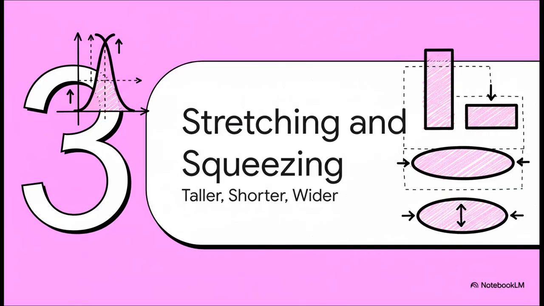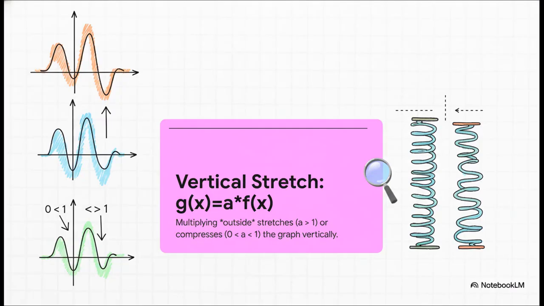All right, now for the really fun part. Let's start warping our graph's dimensions by stretching it and squishing it. This is how we can change the steepness of a curve or the intensity of a wave. Vertical stretching is nice and intuitive, just like the vertical shifts. When you multiply the entire function on the outside by some number, let's call it a, you're just changing its height. If a is bigger than 1, you stretch it taller. If a is a fraction between 0 and 1, you compress it, you squash it shorter.